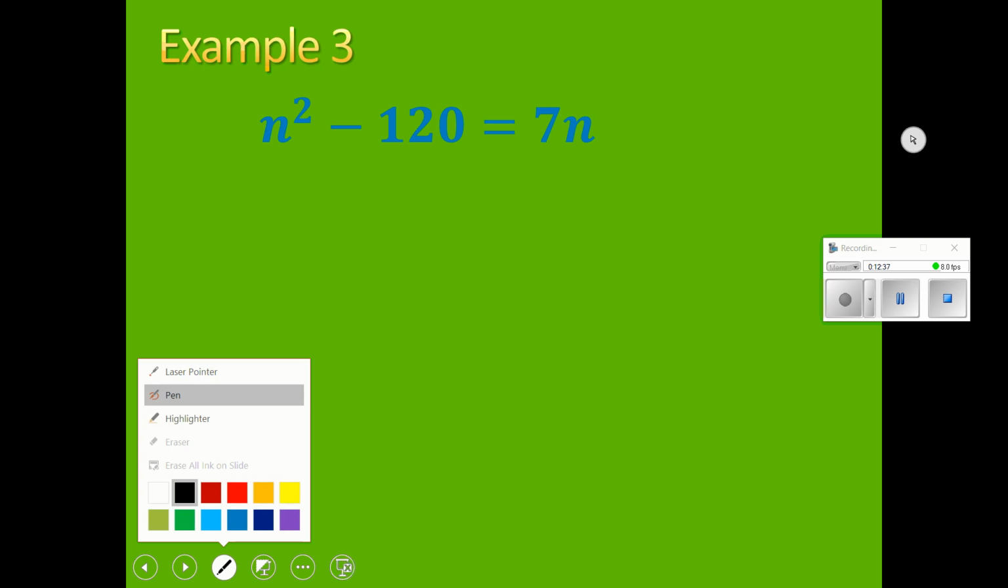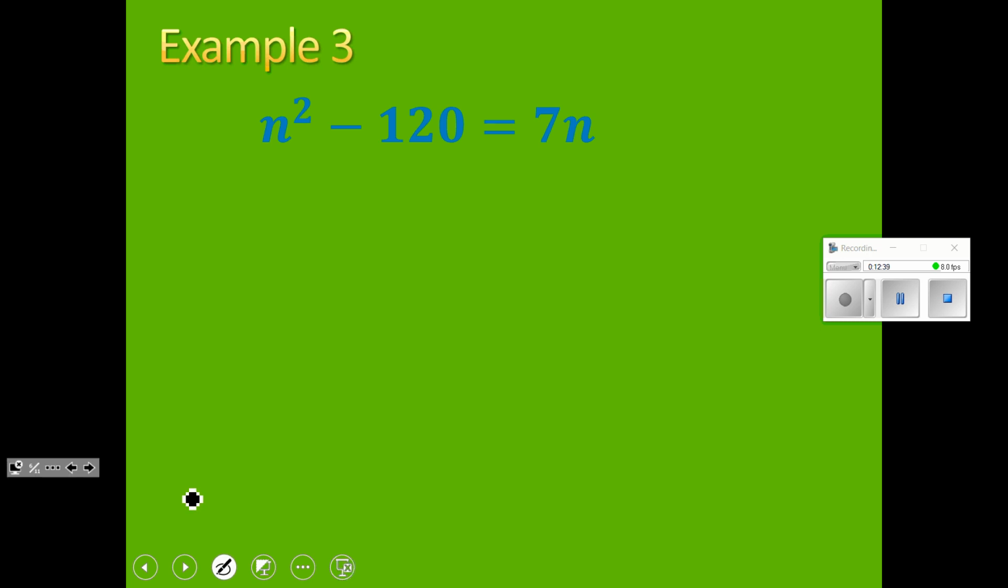So what I'd like for you to do is go ahead and take a look at this one. First thing you need to do is set it equal to 0. My question is, where would you put the 7 in? We're going to put the 7 in standard form, so it's going to go in the middle. So n squared minus 7n, because when it comes across the equals, it turns to a minus 120.